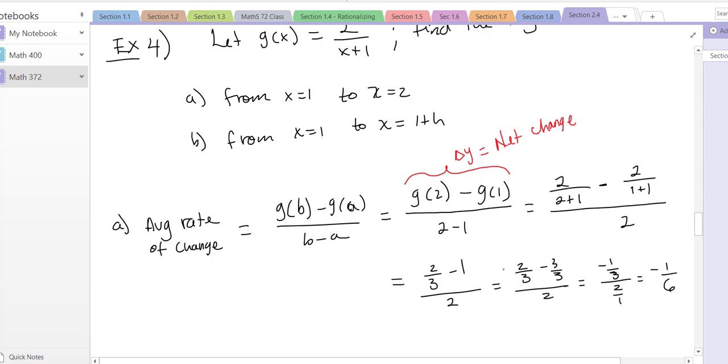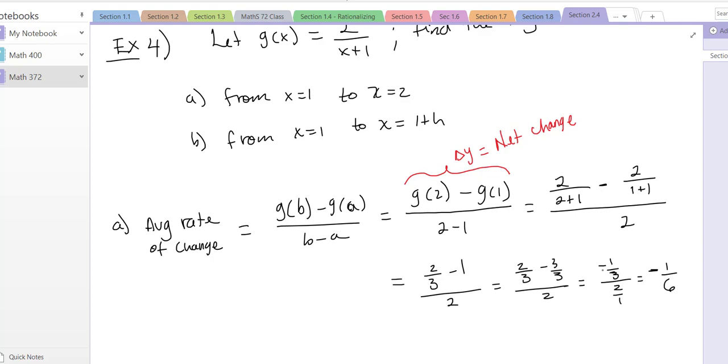So the average rate of change here, notice that this is negative. So that means that at some point the function was decreasing. So if you're decreasing, you're going to end up with a negative rate of change. And that's okay. When you have the sign like this, it just tells you that at some point it's decreasing. When a function is increasing, your average rate of change should be positive.